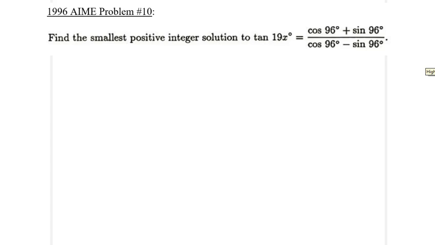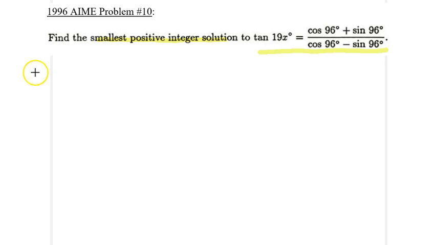Hello my friends, in this video we will be going over 1996 AIME problem number 10. Here's a view of this problem. We would like to find the smallest positive integer solution to this following expression. So solve it for x basically.